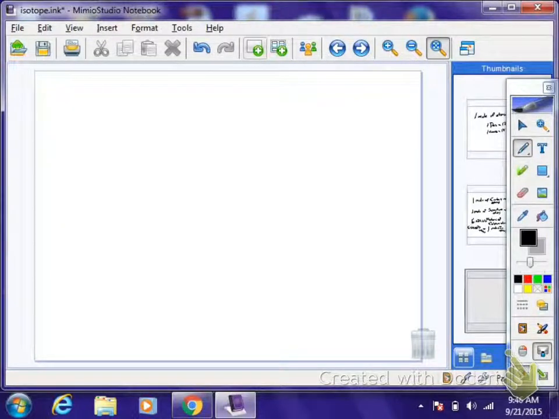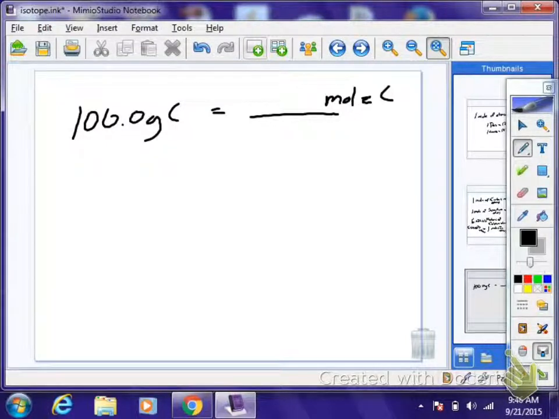So I'm going to pick 100 grams of carbon atoms. Okay, and I want to know how many moles of carbon atoms I have. Does anybody want to help me? So what do you think needs to go out in front of my conversion? 100 grams of carbon.